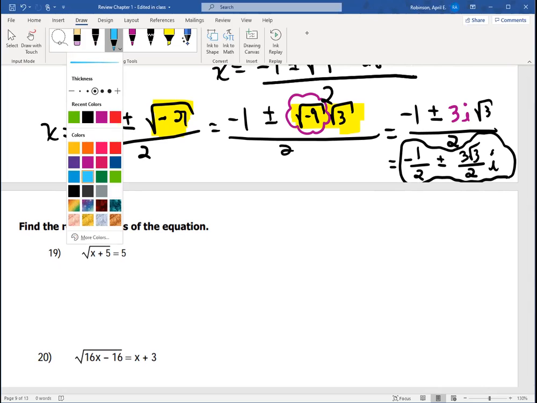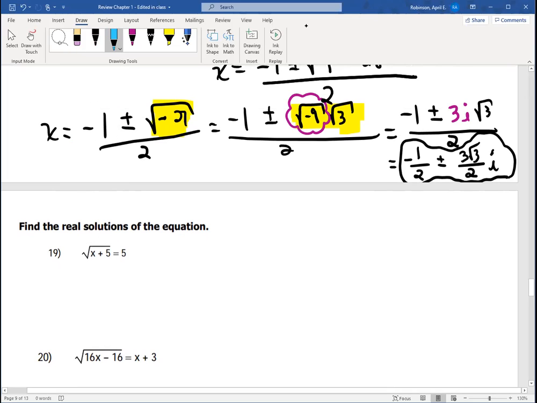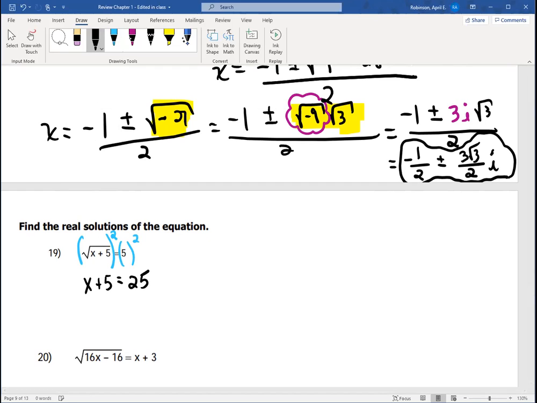You have to get your radical by itself first, and it is. So I'm going to take the left side where the radical is and square it. But what you do to one side, you got to do to the other. Now the square will cancel out the square root, and that'll just leave me with the x plus 5. And then 5 squared is 25. And then I'm just gonna subtract 5 from both sides so that that cancels. And I get x on the left and it equals 20 on the right.